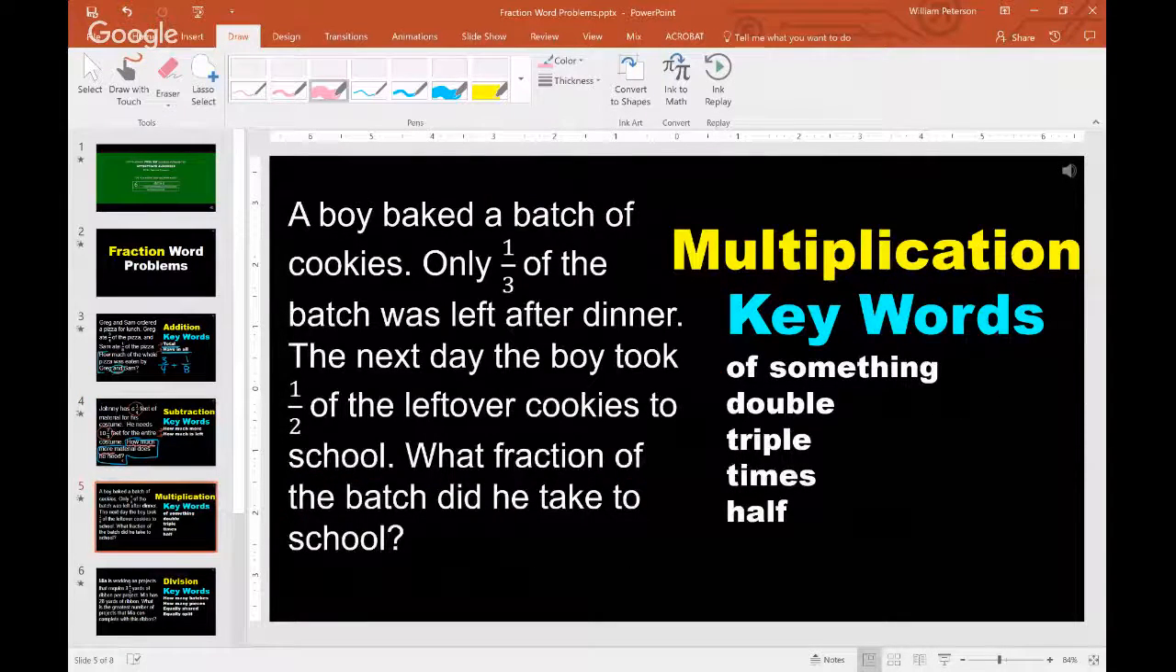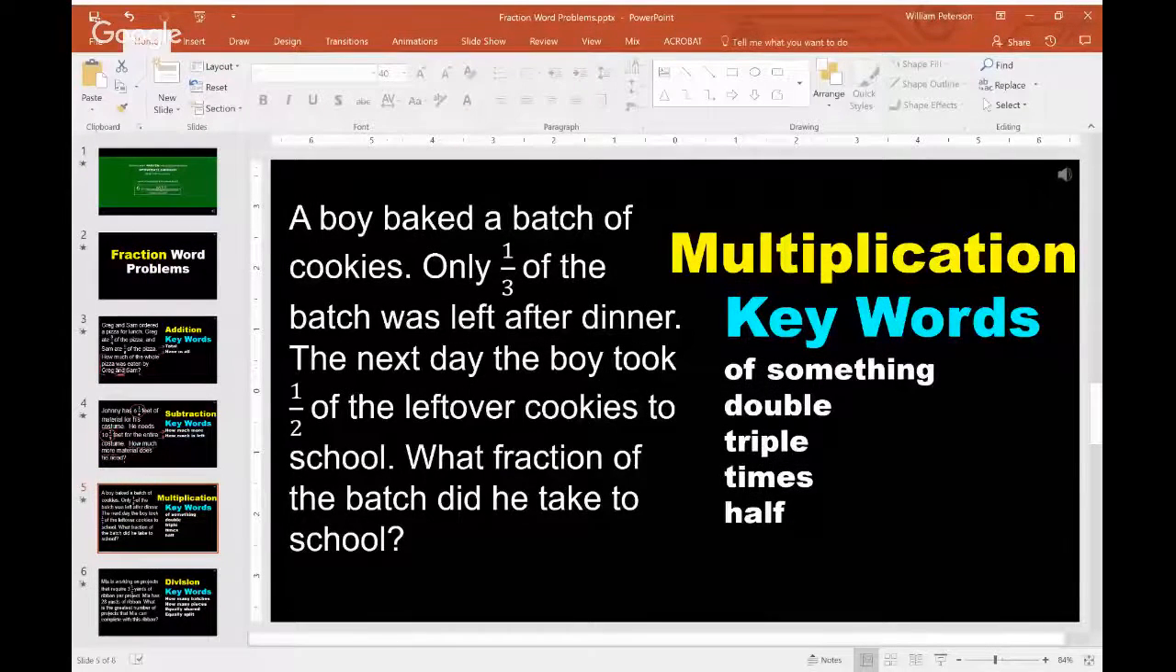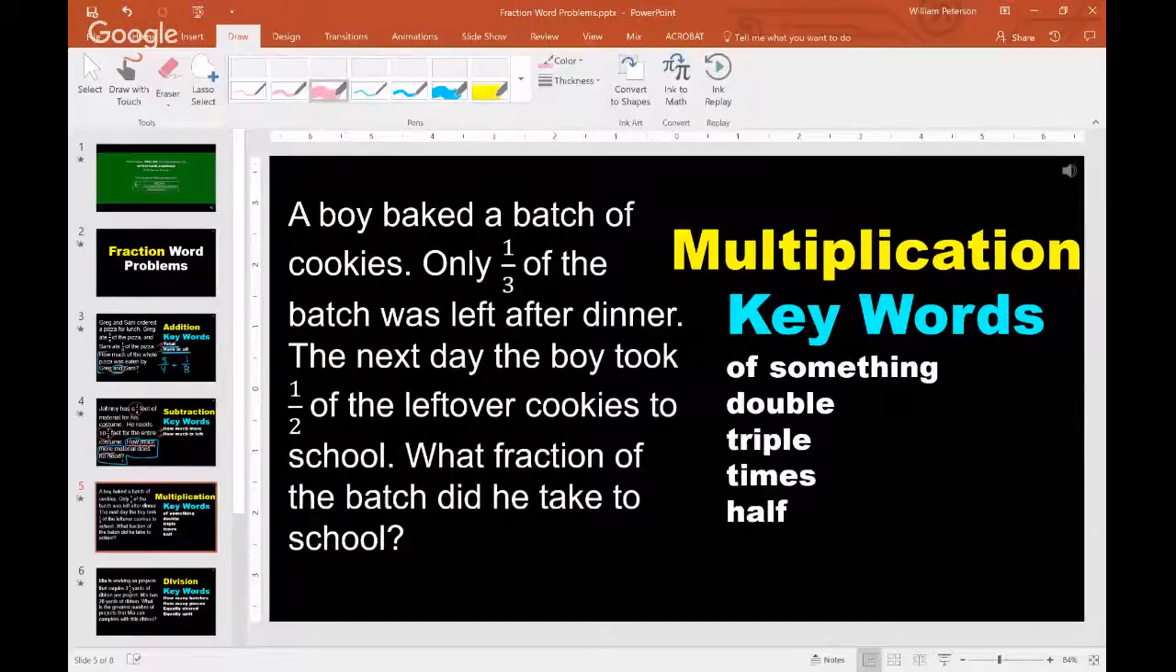Let's try to figure out multiplication. This is where it starts to get a little cray-cray here. So for multiplication, it says a boy baked a batch of cookies. Only 1/3 of the batch was left after dinner. The next day, the boy took half of the leftovers. So I'm going to underline that key phrase here: half of the leftovers. Leftover cookies to school. What fraction of the batch, that original batch, did he take to school?